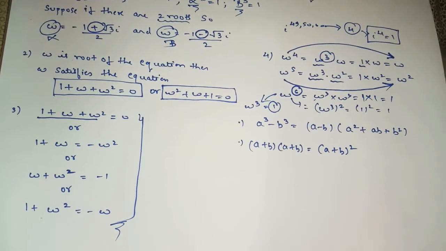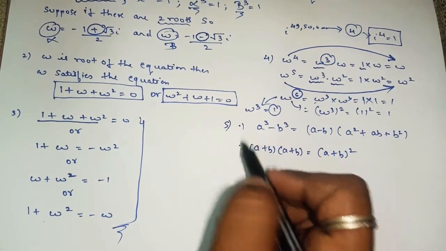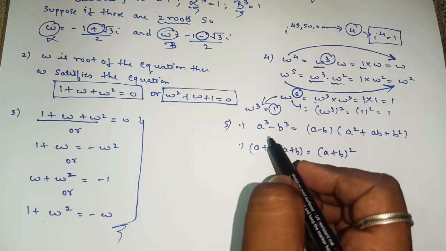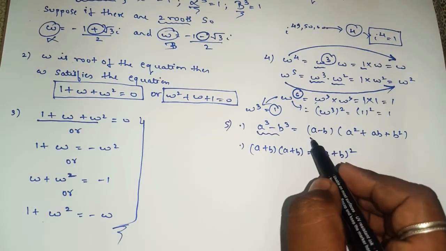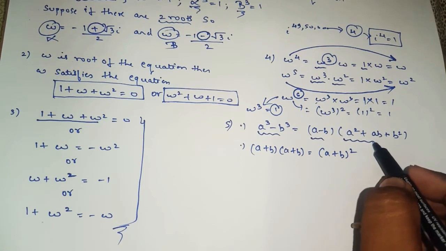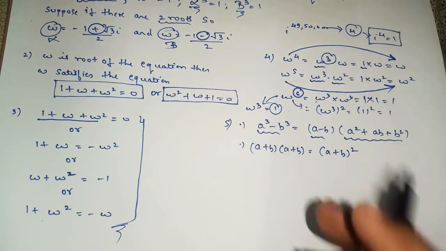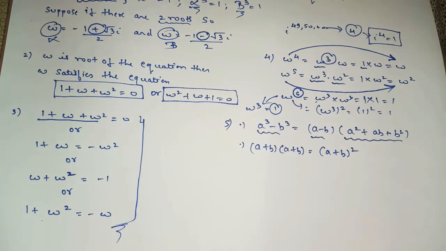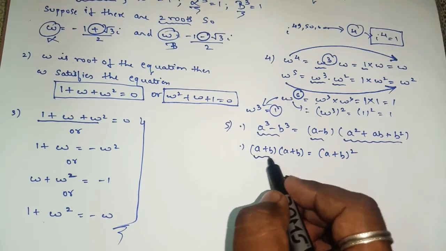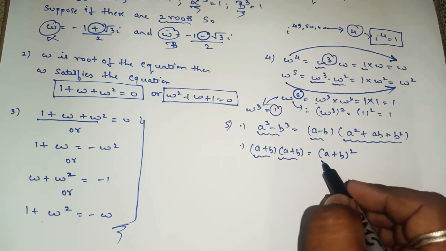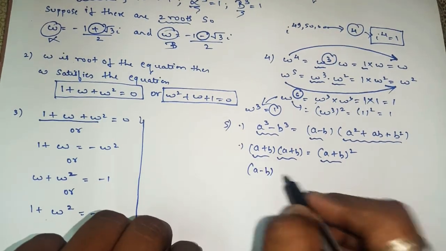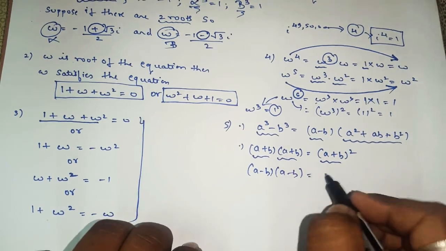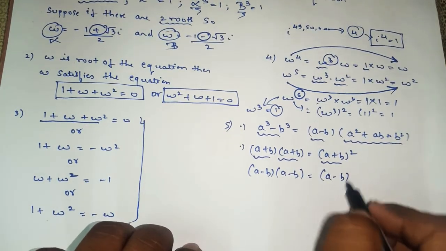Okay, and point number 5 is what? Just remember these two formulas. The first one is a cube minus b cube, that is (a minus b)(a square plus ab plus b square). So wherever you come across a cube minus b cube, you have to apply this formula. And whenever you come across a plus b and a plus b, we can write it as a plus b the whole square. Suppose if you come across a minus b and a minus b, we can write it as a minus b the whole square.